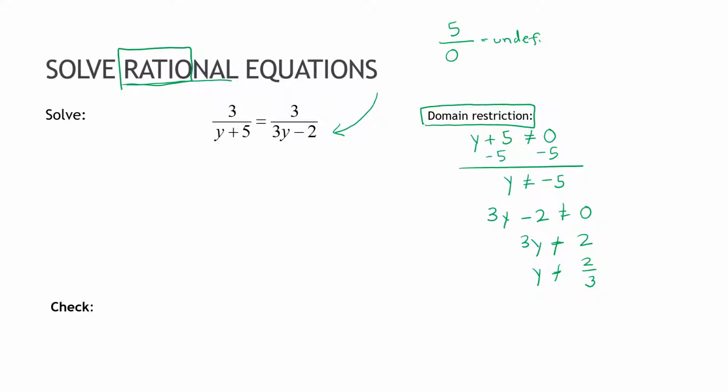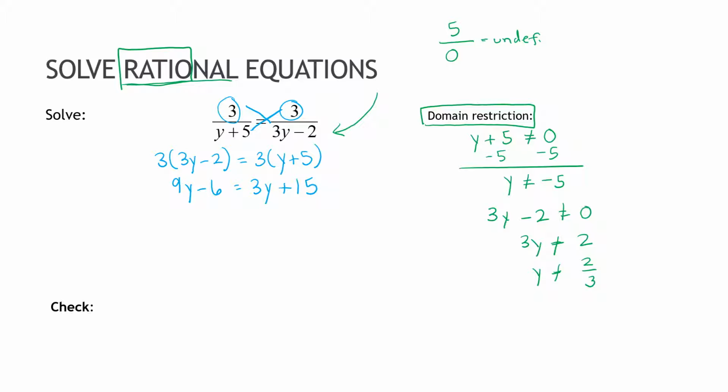So the easiest way to solve this is to cross multiply. So I'm going to take 3 times 3y minus 2, and I'm going to take 3 times y plus 5, and I'm going to set those equal to one another, and then I'm going to solve. So we know how to solve. We've done a lot of practice so far. We get 9y minus 6 equals 3y plus 15.